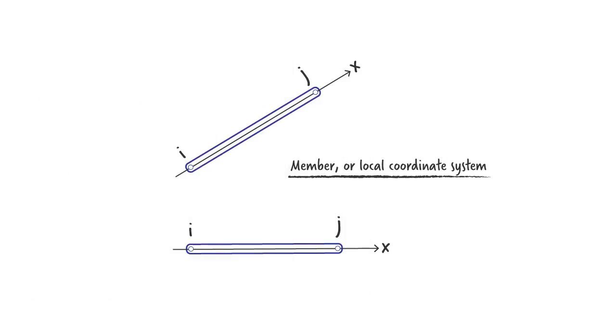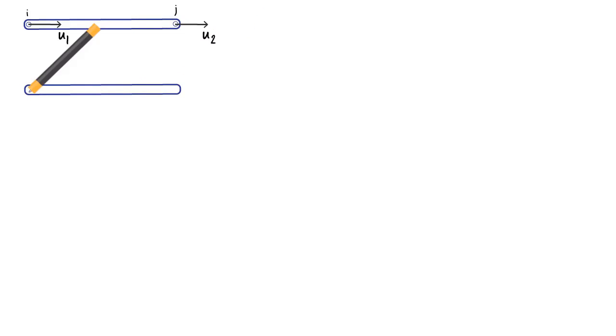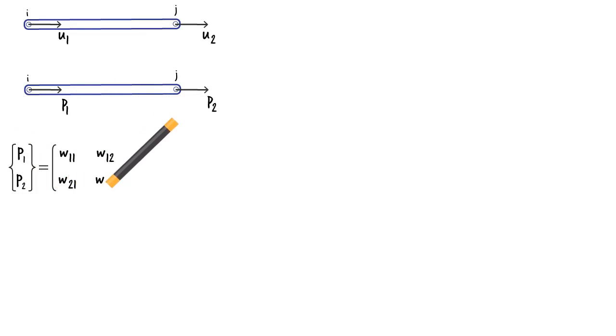In the local coordinate system, our truss member has only 2 degrees of freedom, the axial displacement at ends I and J. Let's label them U1 and U2. We can then define a force at each end of the member. Let's label them P1 and P2. Like before, the relationship between displacement, U, and force, P, can be expressed in matrix form.